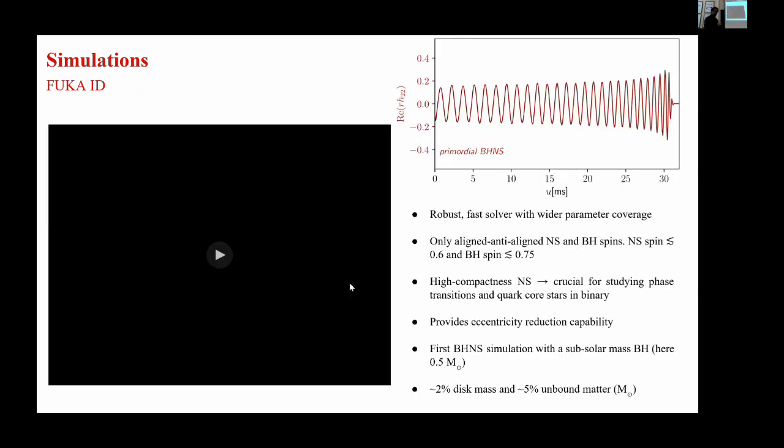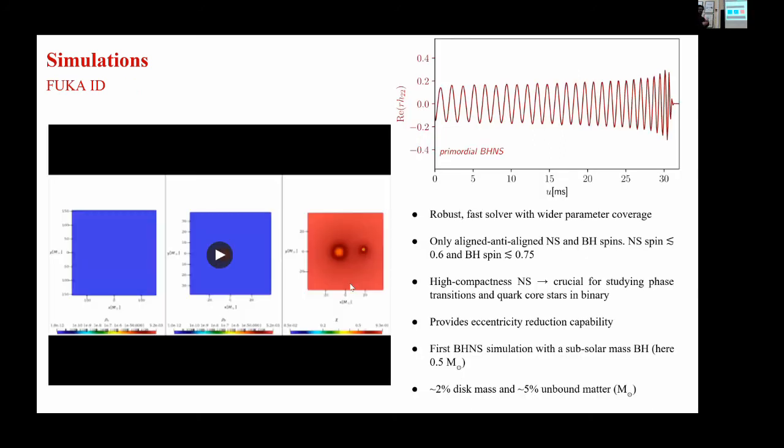So this is my final slide. So here there are some results from the FUKA initial data solver. And like I said, this is a very new, publicly available solver. And among the 3 solvers that I'm talking about, this is the more robust and fast solver because it is MPI parallelized, and also has a wider parameter coverage.